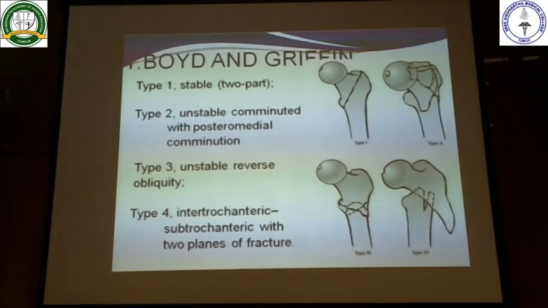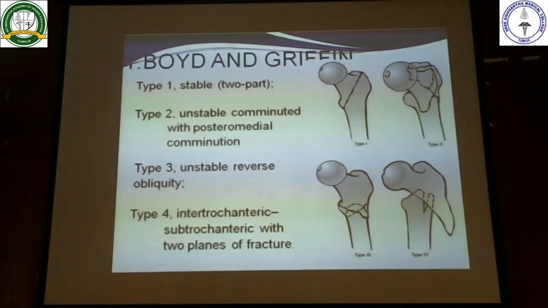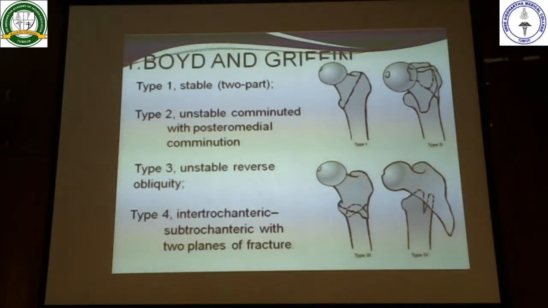The first and foremost that we usually refer to, this can be asked as a short note or something like that, is what is known as the Boyd and Griffin classification. Classified into 4 parts. Type 1, you can see the diagrams there, where it is stable and it has got 2 parts. The fracture has just got 2 parts, there is no comminution or anything. So that is known as type 1.